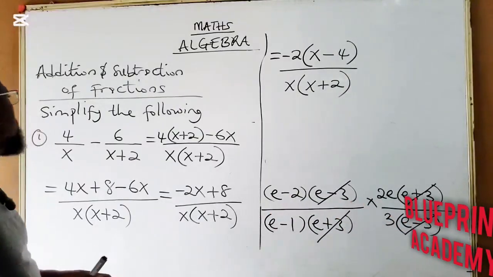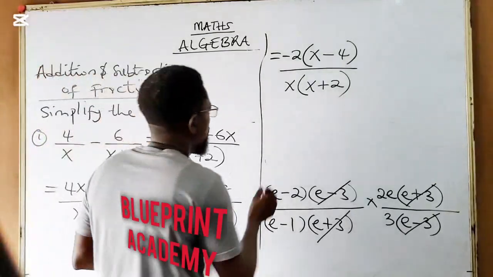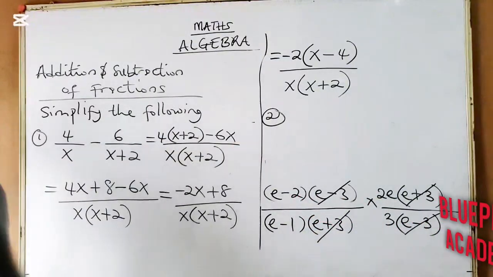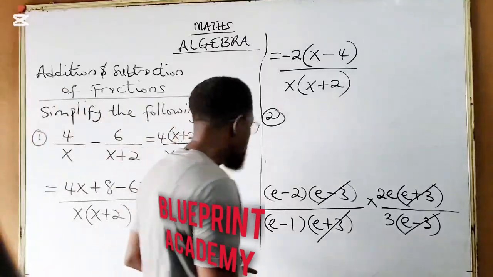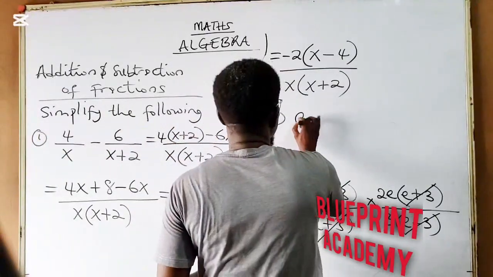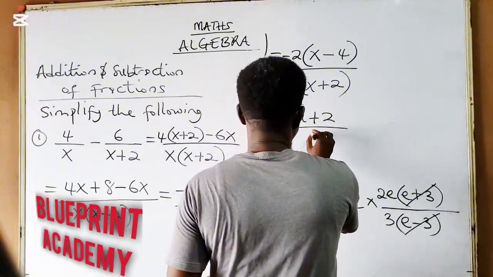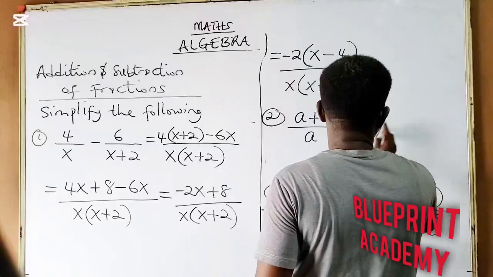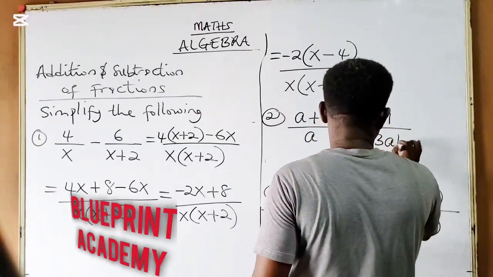So this one is called subtraction of fractions in algebra. Let's see another example. To simplify, a plus 2 all over a, minus 1 over 3ab.